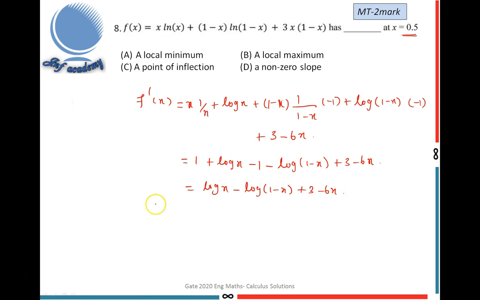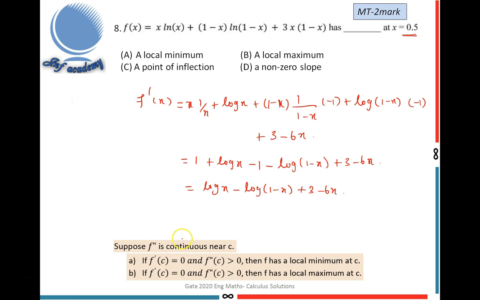Next, I find the second derivative because here I use the second derivative method. Suppose f'' is continuous near c. If f'(c) equal to 0 and f''(c) greater than 0, then f has a local minimum at c. If f'(c) equal to 0 and f''(c) less than 0, then f has a local maximum at c.